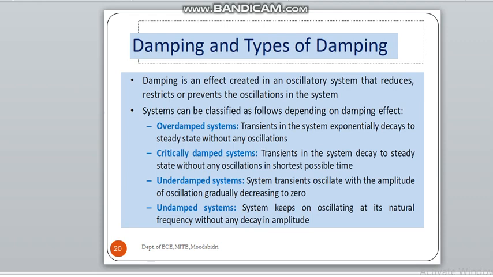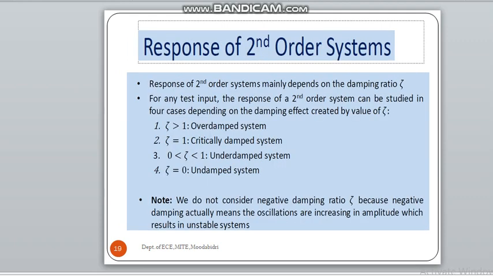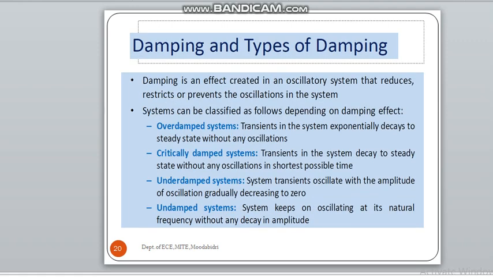We know overdamped systems, that is, transients in the system exponentially decay to steady state without any oscillations. What is an overdamped system? The transients in the transient response of the system exponentially decay to steady state without any oscillations. Critically damped system, as I told, is when zeta is equal to 1. That is, transients in the system decay to steady state without any oscillations in the shortest possible time.